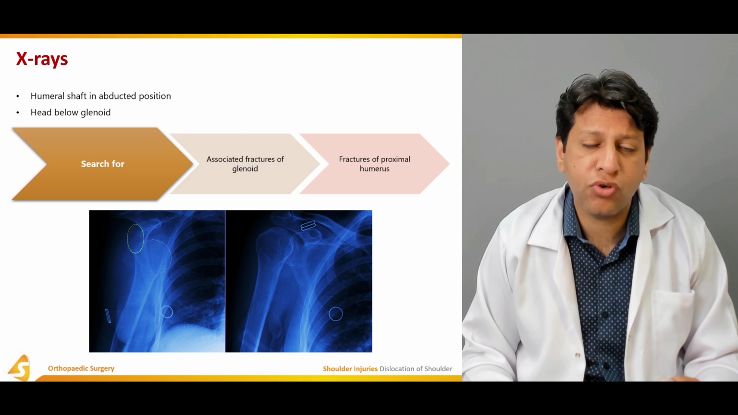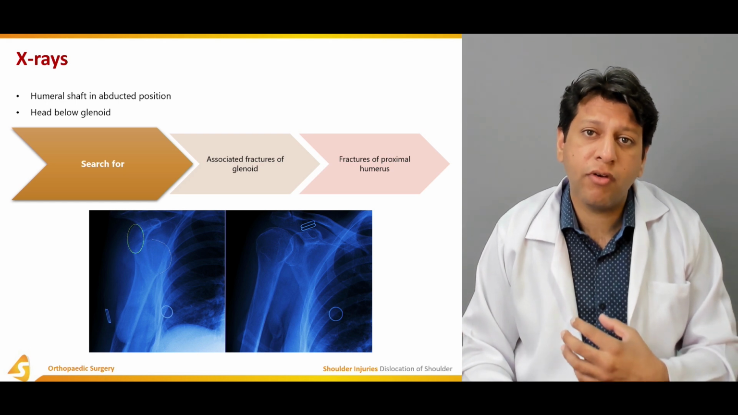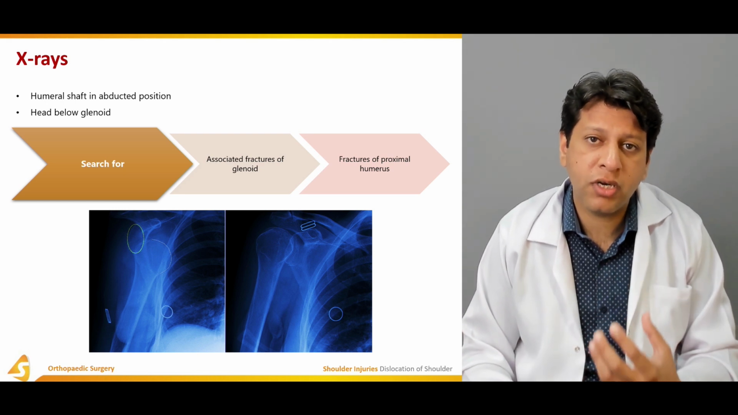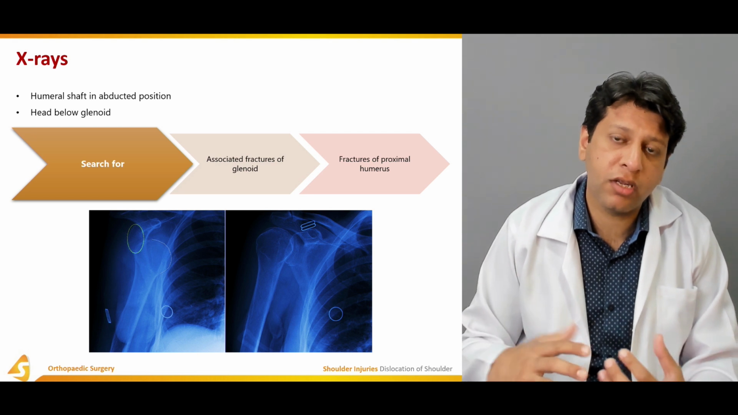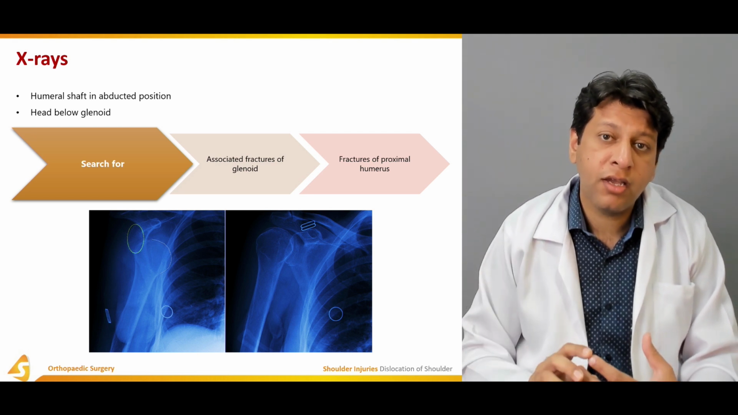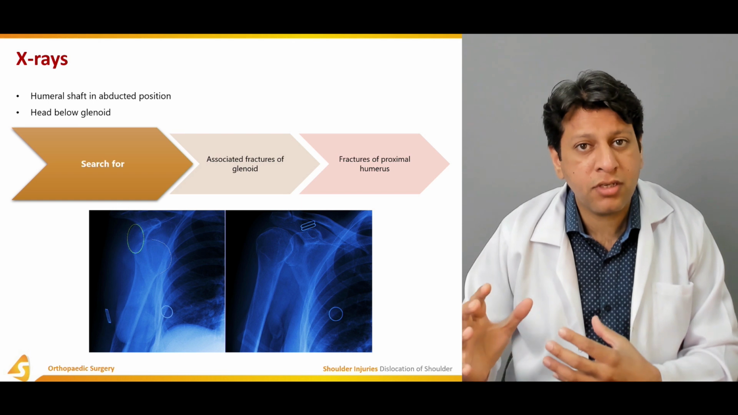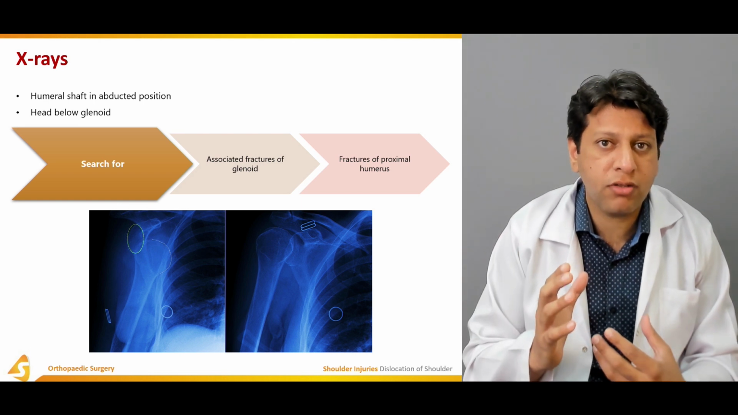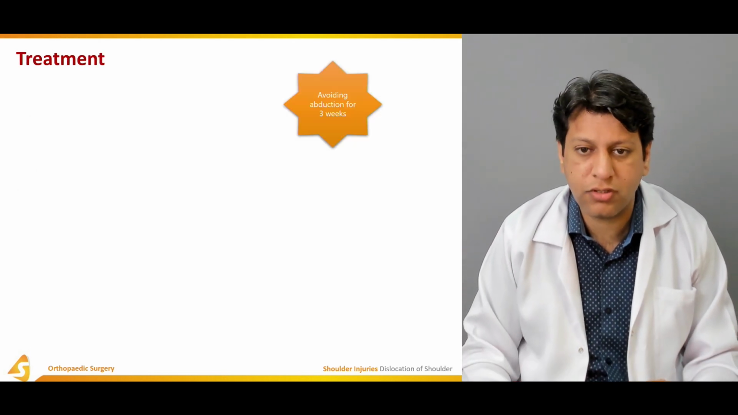Usually this is a high energy trauma, especially when the patient was holding onto something, or there was a lot of weight falling, and the patient tried to protect his head. The arm was at that time in such an abduction that a lot of force was acting on the head, resulting in inferior dislocation.